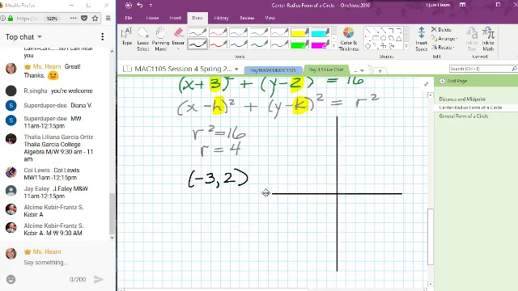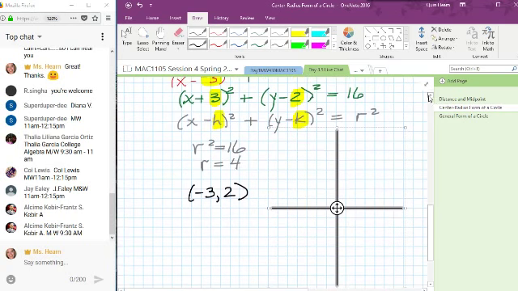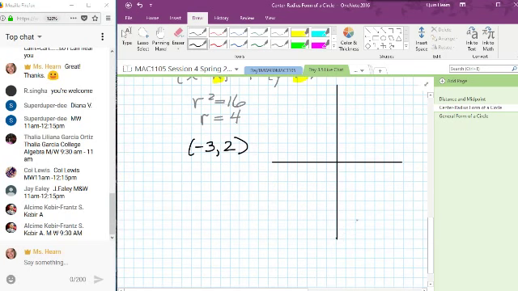Okay, so we found our radius was 4 because we had a 16. Square root of 16 is 4. We found that our center was negative 3, 2. So now I'm going to actually plot this. So going out to negative 3 and up to 2, we have our center, negative 3, 2. Be sure and label your points on your graph. And then we're going to go up 4, down 4, to the right 4, and left 4.